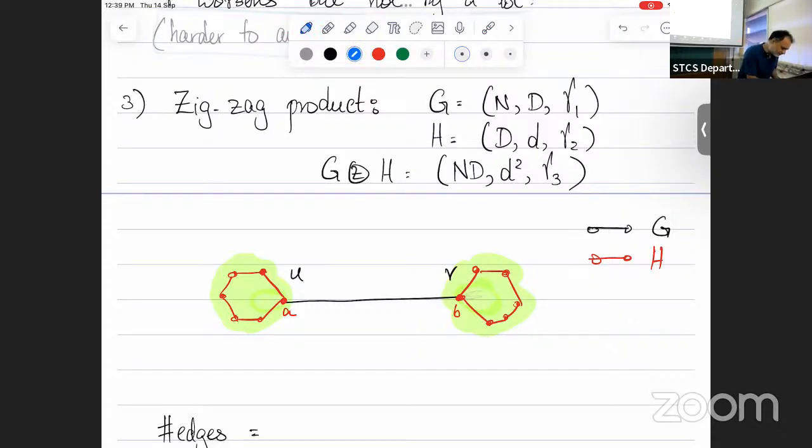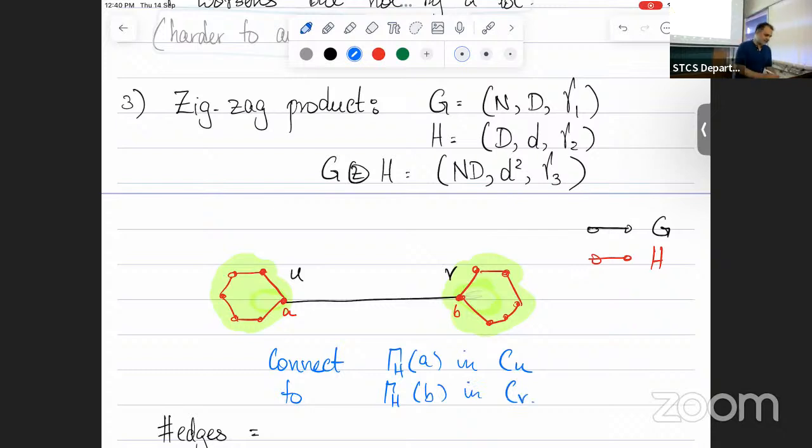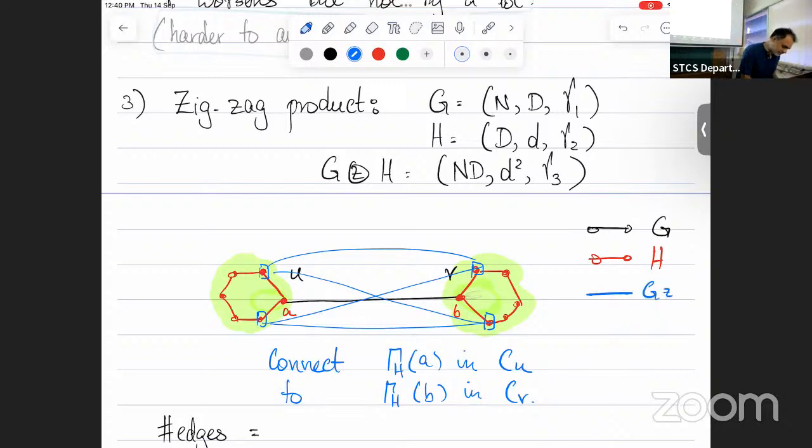And what I'm going to do now is the zigzag product edges. I'm going to basically connect gamma H of A in the cloud U to gamma H of B in cloud B. And basically these are the relevant neighbors of A. These were the neighbors of B. And there's going to be 4 edges like this. Those are my zigzag edges. That's like a complete graph, right? So I put the complete bipartite graph on the neighborhood of the A vertex in the cloud U and the neighborhood of the B vertex in cloud B.